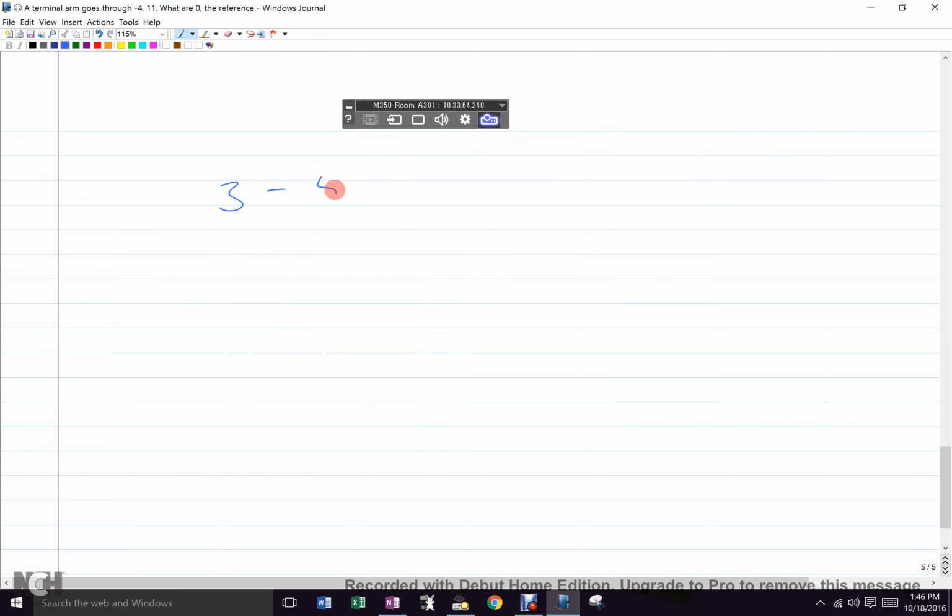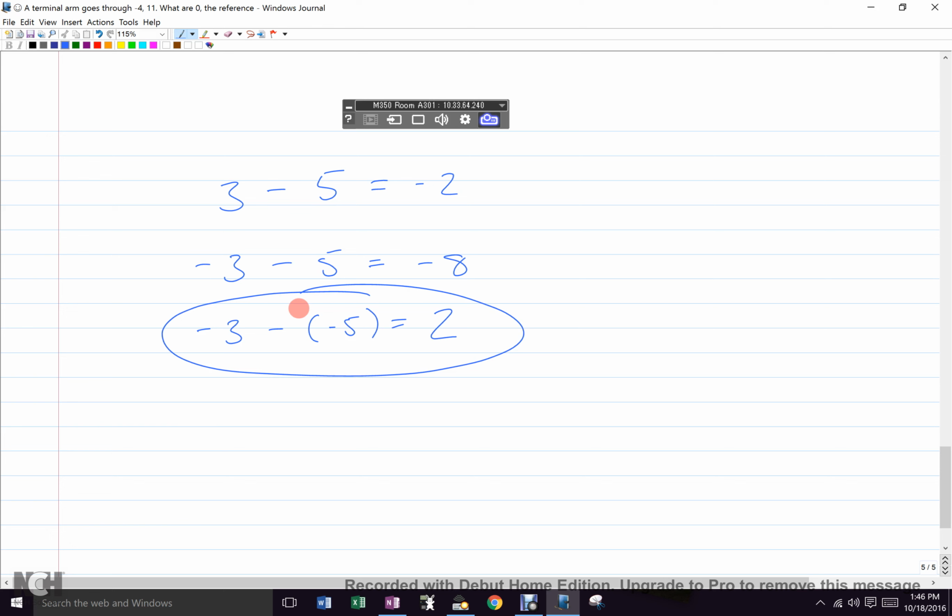3 minus 5. What is it? Negative 2. Negative 3 minus 5. Negative 8. Negative 3 minus negative 5. Positive 2. Can any of you explain why that is? Or do you remember a grade 7 teacher saying adding a negative or subtracting a negative is the same as adding a positive? That's what you remember, don't you?